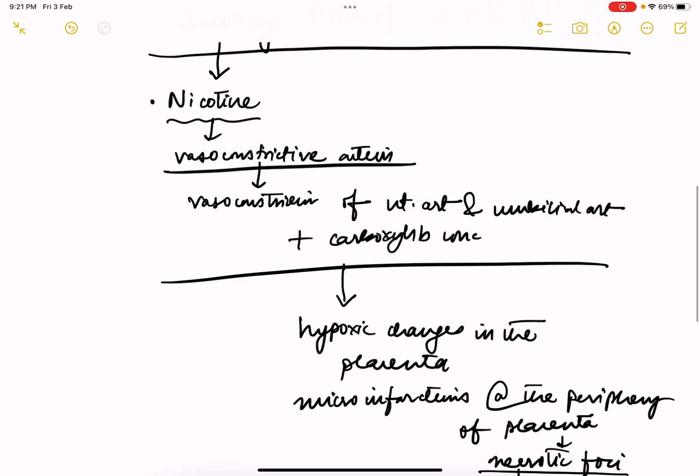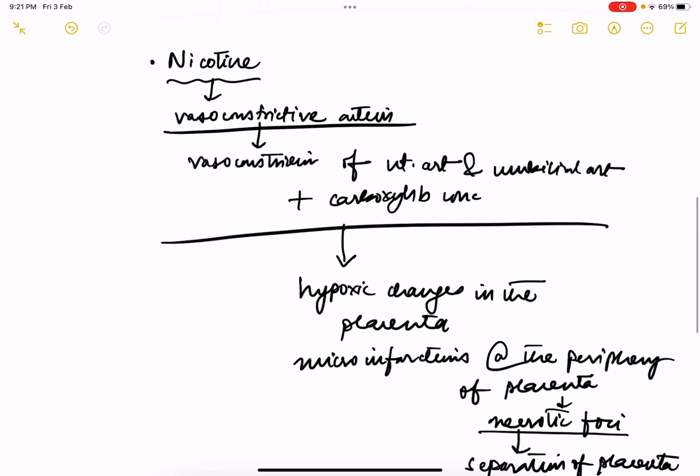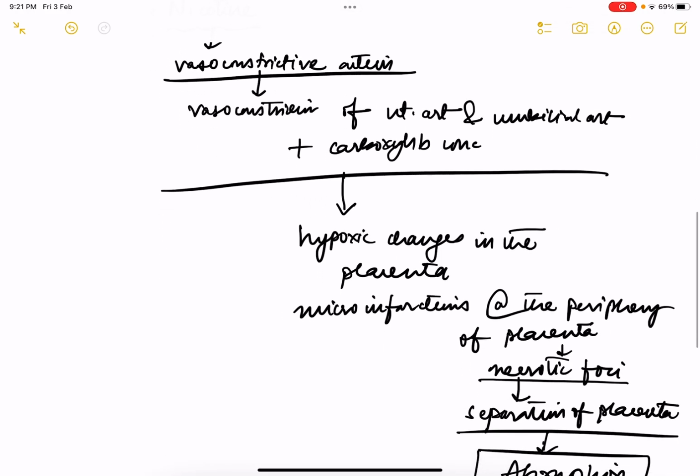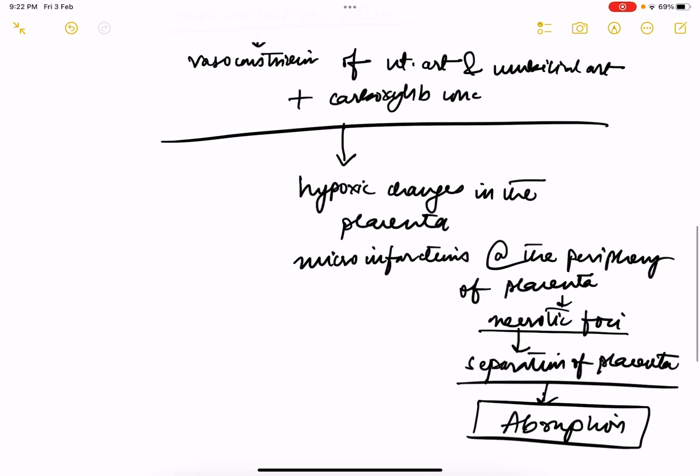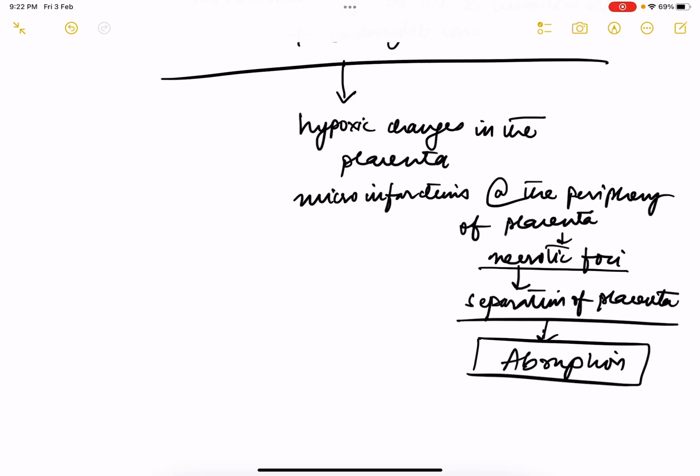Okay, so nicotine causes vasoconstriction of the uterine arteries and umbilical artery, plus it also causes increase in carboxyhemoglobin concentration. Now this leads to hypoxic changes, and that leads to microinfarctions, necrotic foci, and abruption.